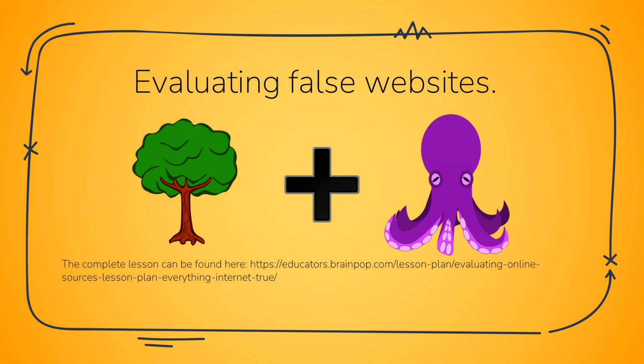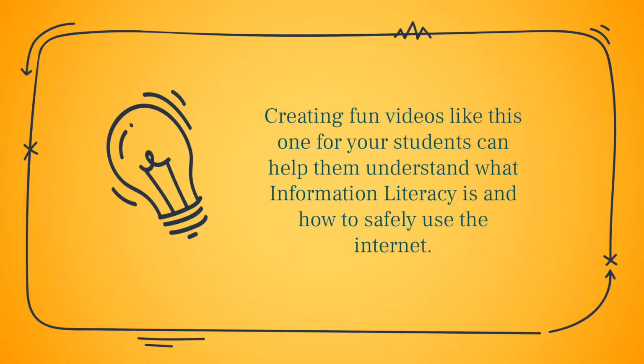The next lesson begins with Brain Pop videos, which kids love. After watching and learning from the videos, students use these skills to determine that a website about a tree octopus is ultimately false. Creating fun videos like this for your students can also help them understand what information literacy is and how to safely use the internet.